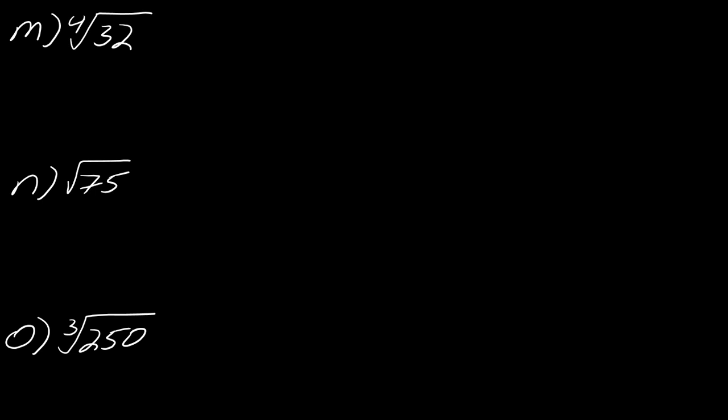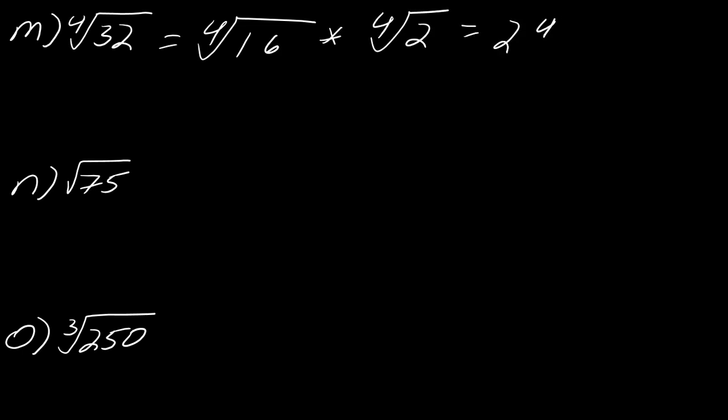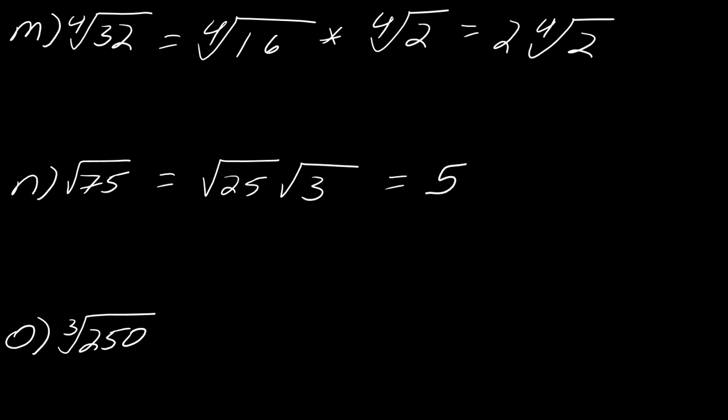Okay, so continuing on, 4th root of 32. Okay, so the largest 4th root that goes into 32 is 16. So this is going to be the 4th root of 16 times the fourth root of 2. So this is going to be 2 times the fourth root of 2. Okay, square root of 75. So this is going to be the square root of 25 times the square root of 3. So this is going to be 5 times the square root of 3.